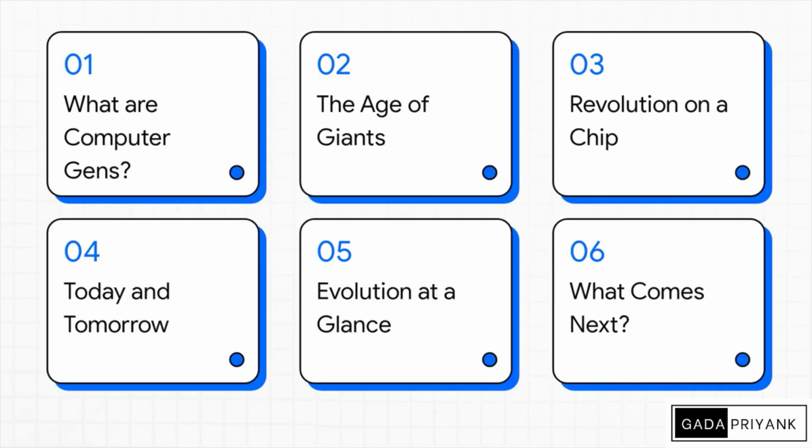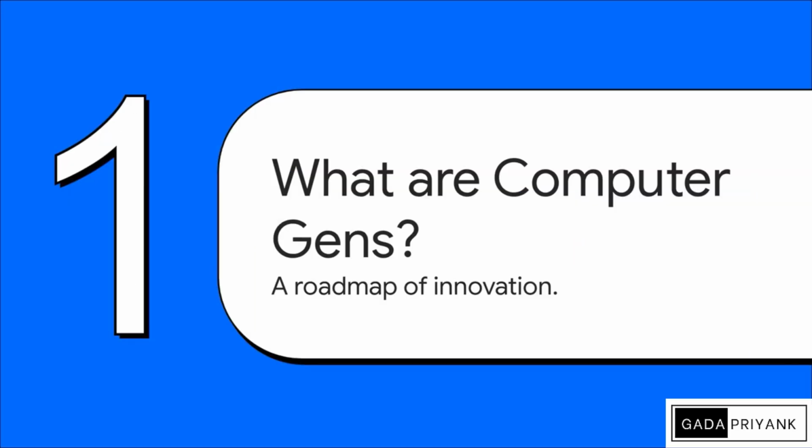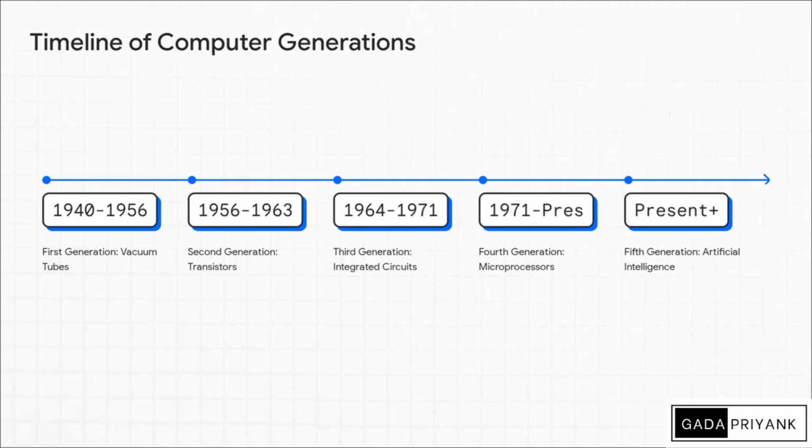So, here's our game plan. We'll kick things off with the basics, then time travel back to the age of giant machines, see the absolute revolution that happened on a tiny chip, and then land right here in the present to see what's happening now and what's just around the corner. Honestly, the best way to really wrap your head around this whole evolution is to just see it all laid out. So let's take a look at the timeline of these massive technological shifts. This gives us a perfect bird's eye view, doesn't it?